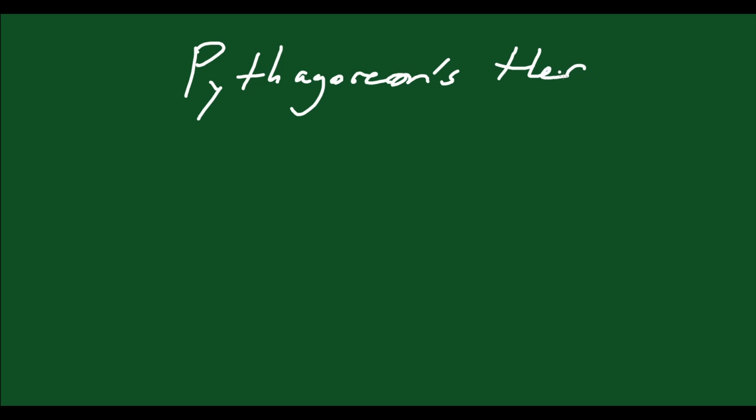Let's talk about the Pythagorean Theorem. Now, how do you spell that? Pythagorean's Theorem. What is this? What is the Pythagorean's Theorem? Well, it's that thing you hear people say all the time. A squared plus b squared equals c squared.